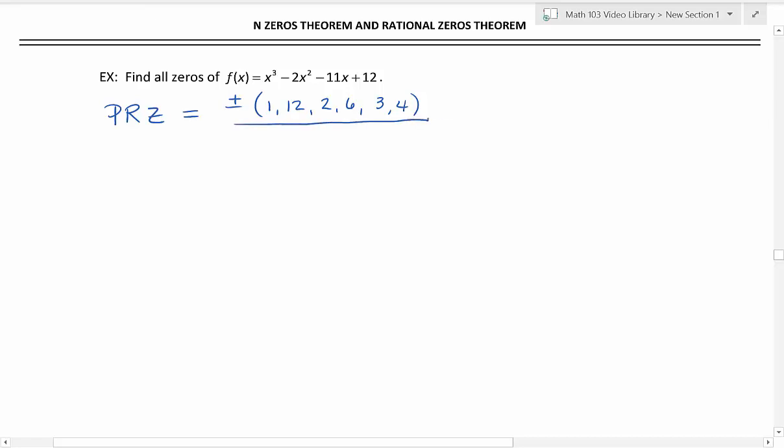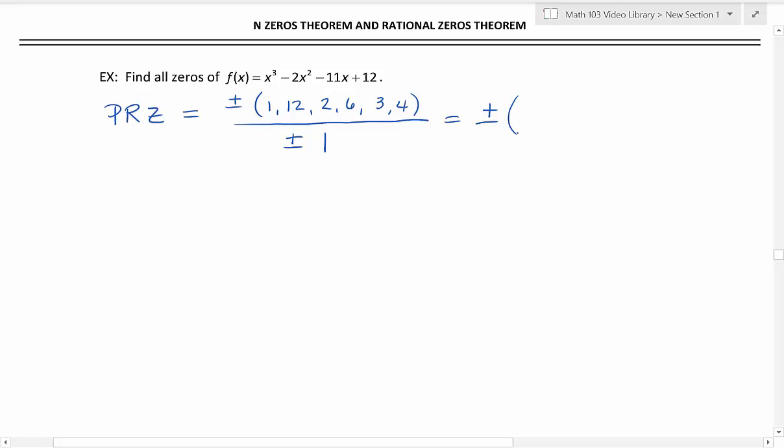Then we're going to divide that by the factors of our leading coefficient. Again, we know it's going to be all plus or minus. Our leading coefficient is 1. 1 only has one factor. Now we want to do every possible combination to clean up this list. We know that a plus or minus divided by a plus or minus results in a plus or minus.